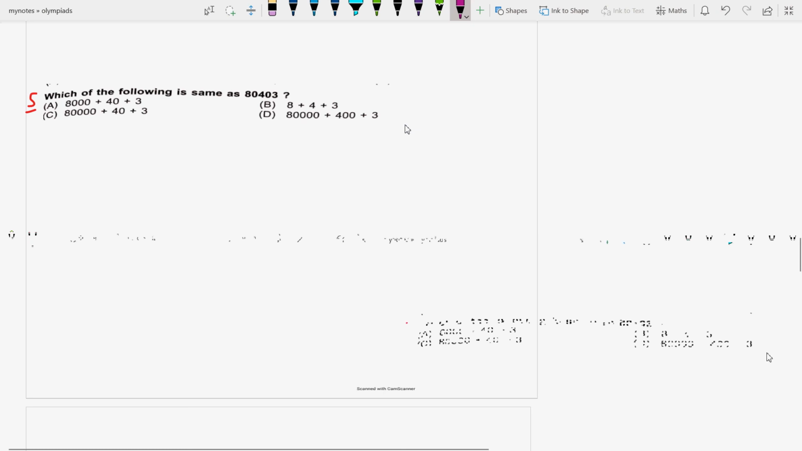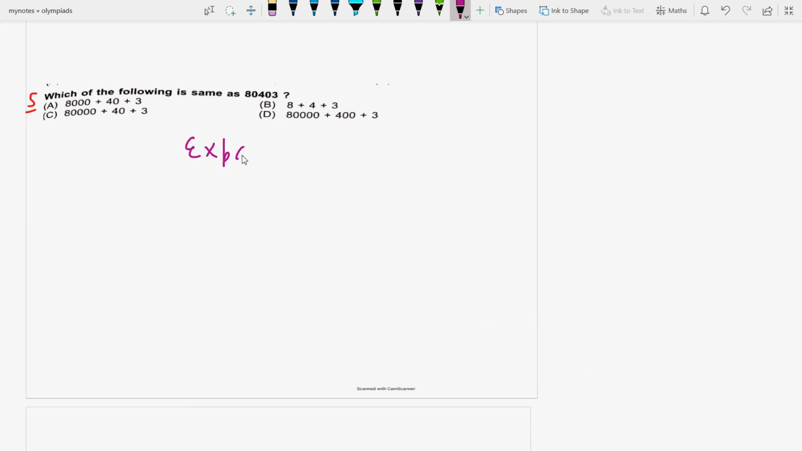Which of the following is same as 80403? See, I have to just calculate its expanded form. Its expanded form is what? It will be 80,000 plus 400 plus 3. So answer will be D option.